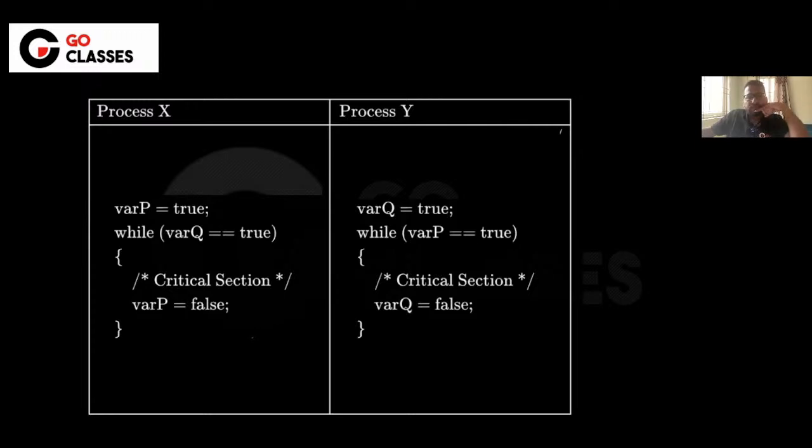Now let's check if mutual exclusion is satisfied or not. To check the mutual exclusion, we need to check if both the processes can enter at the same time. So var p equal to true, var q equal to true. Since var q is true, it can enter. Since var p is true, it can also enter. So both the processes can enter at the same time. That's why mutual exclusion is not satisfied here. Is this okay to everyone?